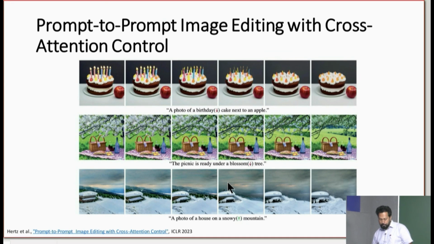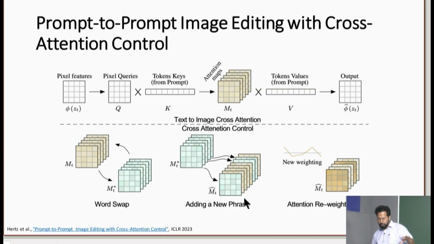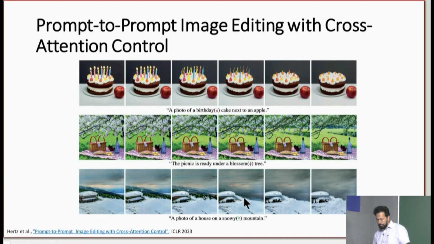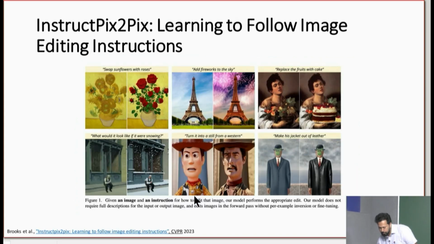So yeah, this is one thing. One can do latent space edits in the cross attention layers. These are the results from there itself. A photo of a birthday cake next to an apple. Yeah, so let's move ahead.